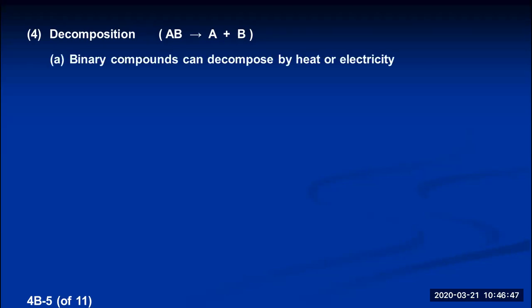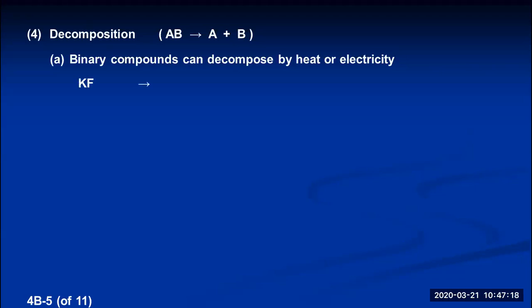The most elementary one is just a binary compound, which means a compound made of 2 elements, decomposing into its individual elements by either heat or electricity. An example of this would be if you take the salt potassium fluoride and you melt it, we would then call that molten potassium fluoride because you'd have to heat it to like 800 degrees to melt it. So if you take molten potassium fluoride and pass electricity through it, it will decompose. Let's try to write the balanced equation for that.